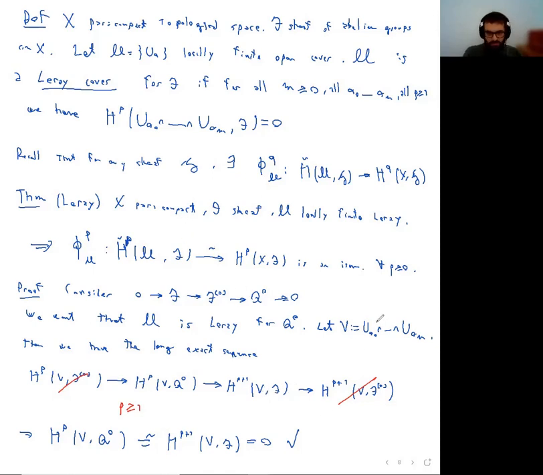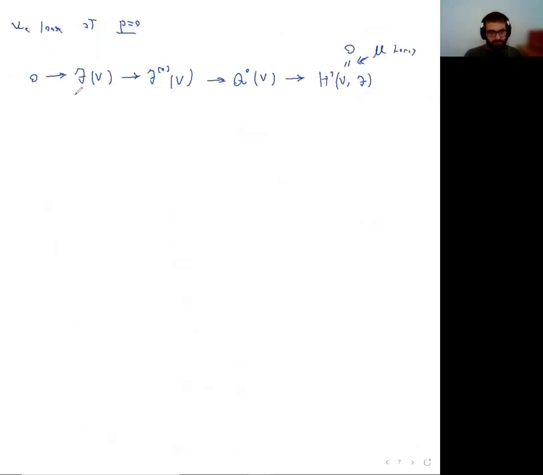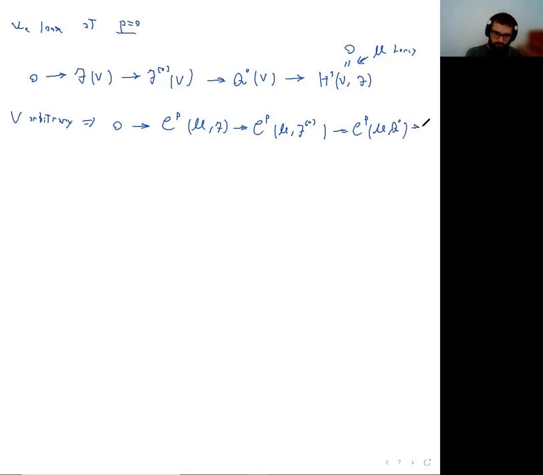So this V was just any of these intersections, right? We'd just say, let's take V, this intersection, but this is arbitrary. So if this sequence is exact, 0, F(V), F⁰(V), Q⁰(V), 0, and V is arbitrary, we actually get that the full complex of cochains is exact, because the operators here are defined separately on each open set V. And so if it's true for each of these V, it's also true for the full collection of them.